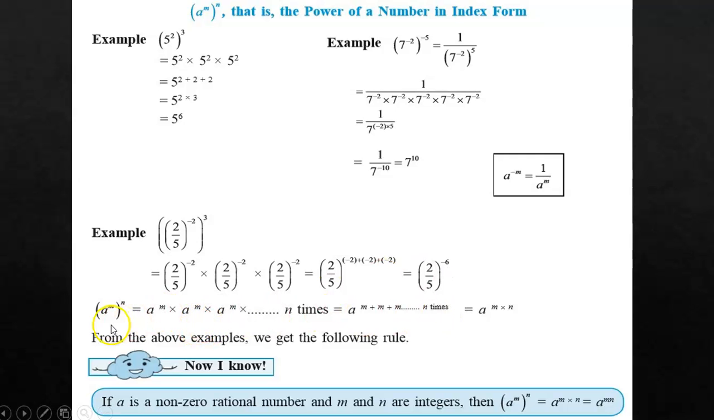So it is shown over here, a raised to m, the whole raised to n is a raised to m into a raised to m into a raised to m, n times. So I have a raised to m into n. So this is my another law of indices.